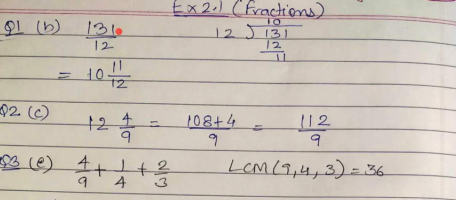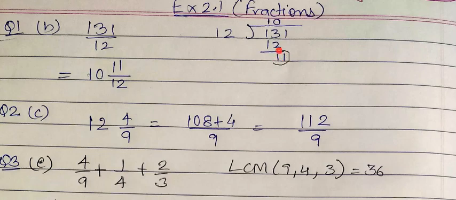So students, now let us see some of the solutions for exercise 2.1. In question number 1, part B, we have to convert into a mixed fraction. As the denominator is 12, I will keep 12 outside and inside the bigger number, which is 131. Now I will start the normal division, and it comes out to be 10, and the remainder comes out to be 11.